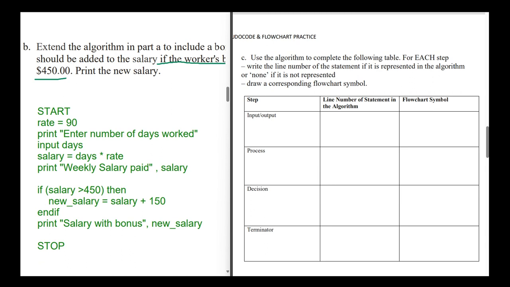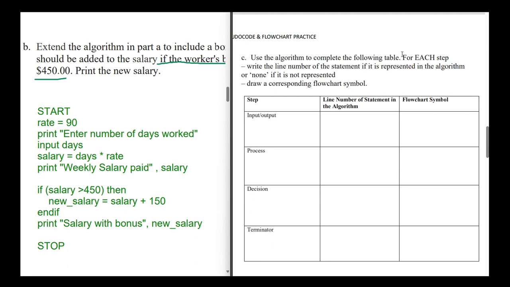All right, this question, we had done the algorithm in the previous session. So now we'll be looking at moving this algorithm to be a flowchart, right? So we look at the question. Pay attention to the right side of the screen. That's where we'll be making the updates, right? Use the algorithm to complete the following table. So this algorithm on the left, we're going to use it to complete the table.